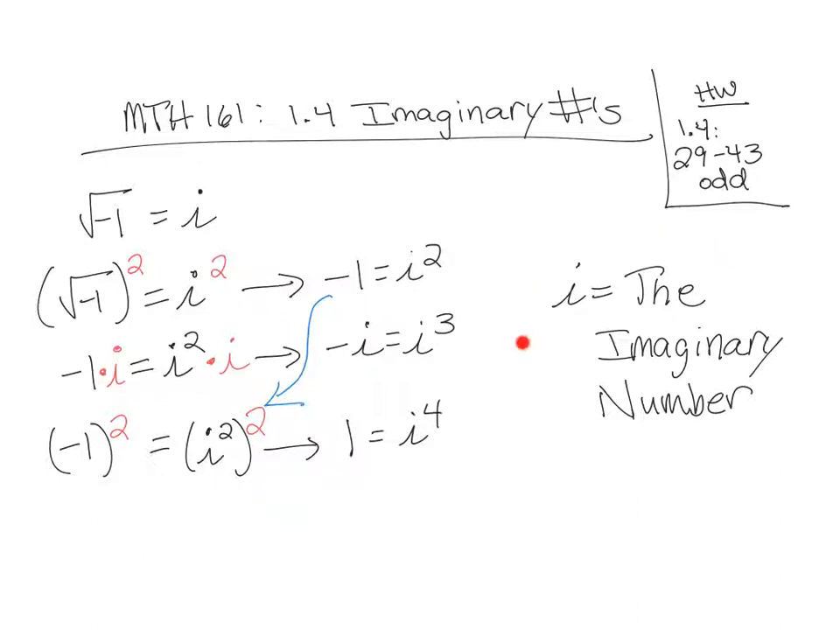Okay, i is what represents the imaginary number. Well, what does that mean? Real numbers we're used to, right? It's just the things on the number line. But sometimes you have to take a square root of a negative, and it seems like an imaginary number would be not useful or whatever.